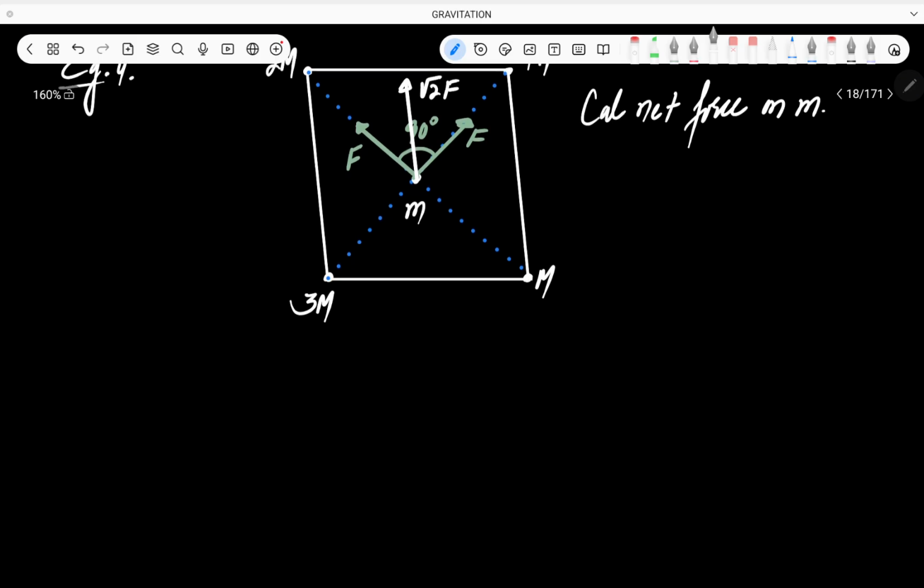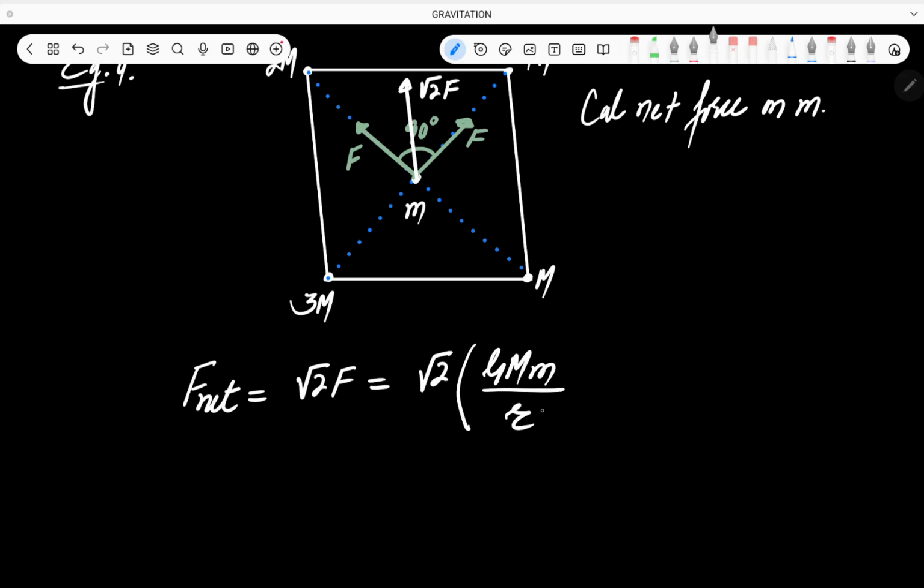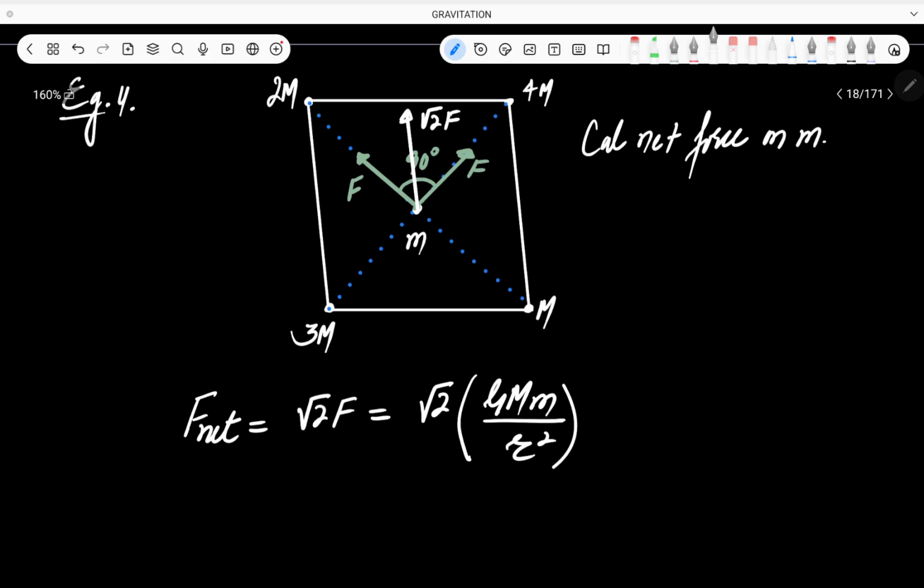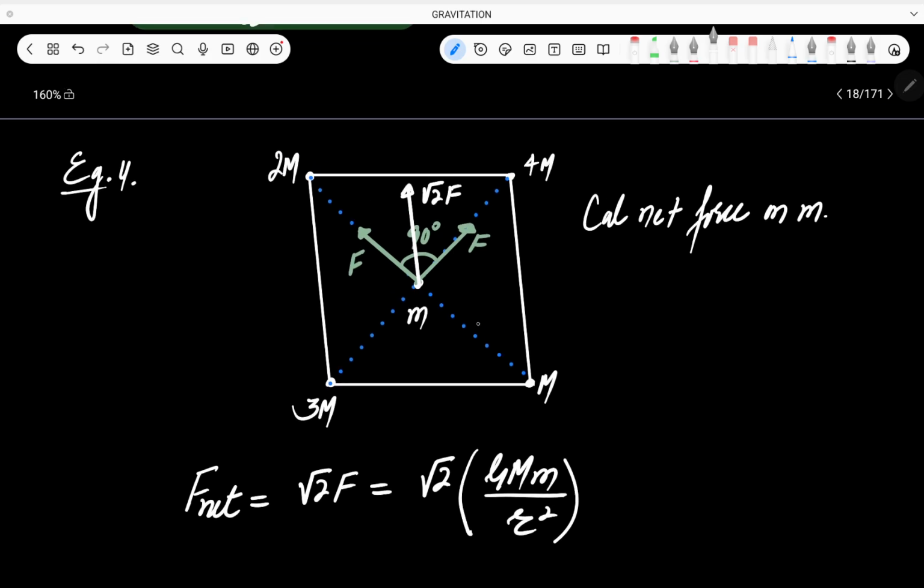Okay, now I will write down here the net force on the particle. Net force on the particle of mass small m comes out to be root 2 into f. Now what is the value of this f? The value of this f is G capital M small m divided by r square. And what is this r? This r is the distance between the center and the vertex of this square. Now if for example this a, the side of the square, is given to you and r is not given, can we write down this r in terms of a?